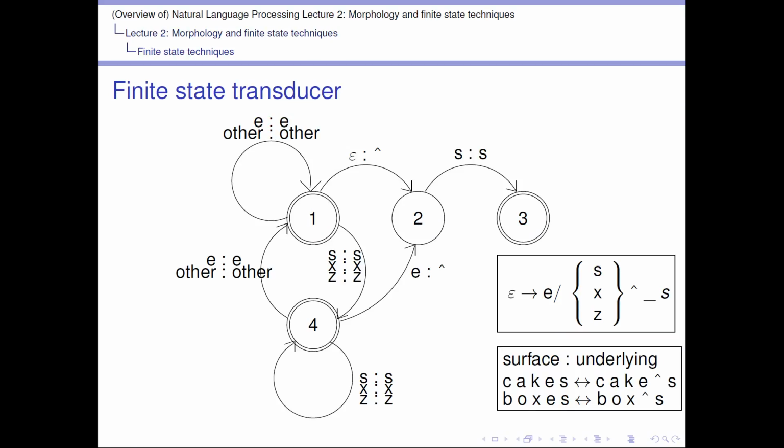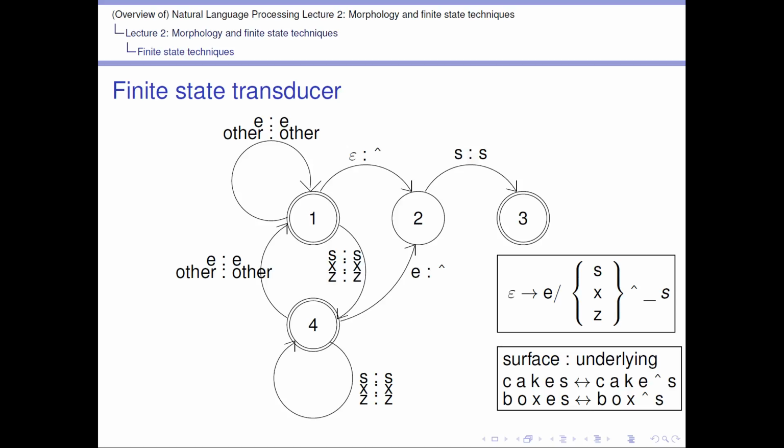Okay, so here's our finite state transducer. Every time we move on an arc, we take some input and we map it to some other output. And that's indicated on all of the arcs. Other here, I think, means anything other than the letter E. And I think our vocabulary, of course, is A through Z. And we'll assume that our starting state is 1.